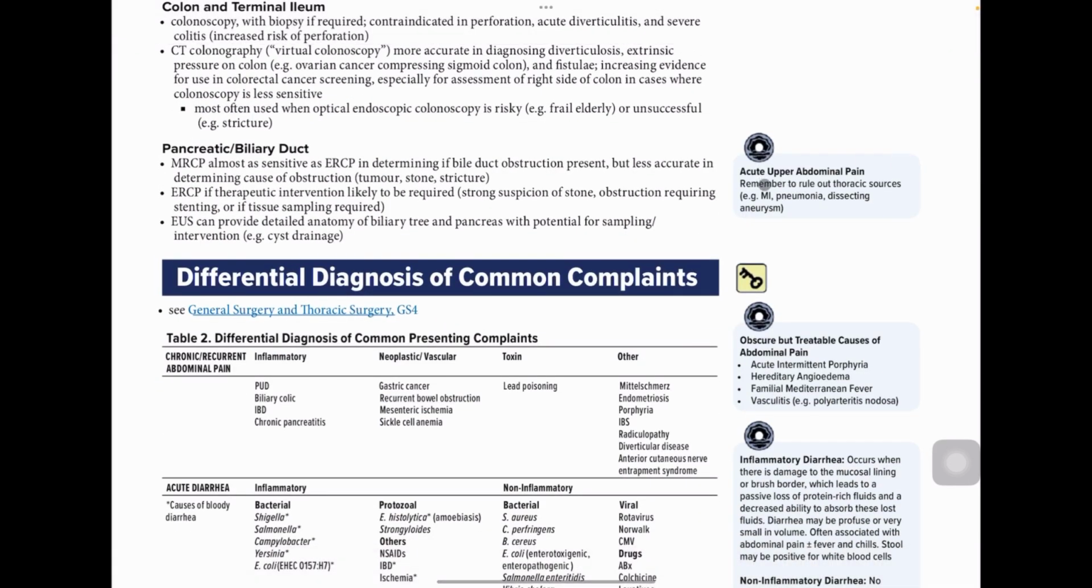Now here, acute upper abdominal pain. Remember to rule out thoracic causes like MI, pneumonia, dissecting aneurysm. So if, let's say, an elderly patient, a 60-year-old diabetic patient, is coming with epigastric pain, you have to think about MI as well. Pneumonia: the patient would have fever, congestive cough symptoms, but sometimes patients do come with atypical pneumonia as well. So pneumonia is one of the differentials in upper abdominal pain, and also dissecting aneurysm.